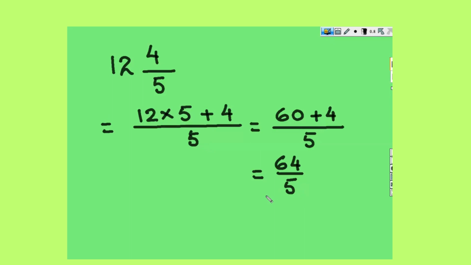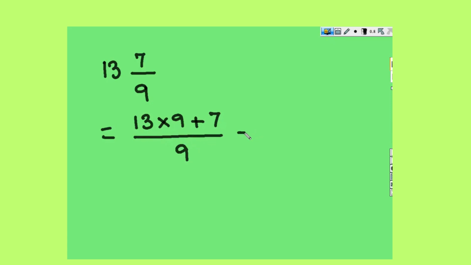And yes, multiplication tables need to be learned in a proper manner, because that's where we all make some mistakes. Last example, let's take say 13 7 out of 9. So this is where we need to understand where the tables are required. We give an equal to sign, whole number multiplied by the denominator plus the numerator, whole divided by the denominator.